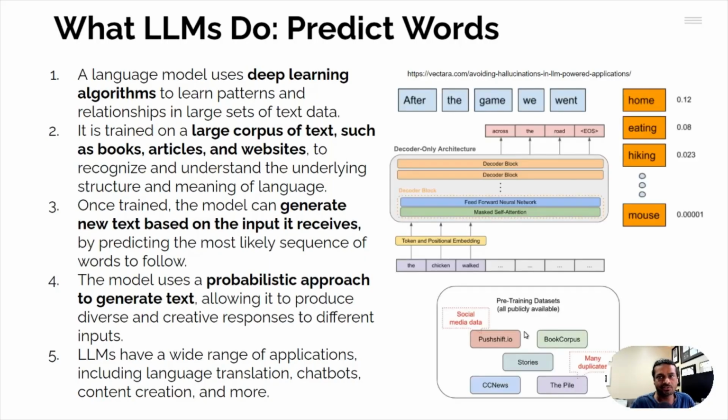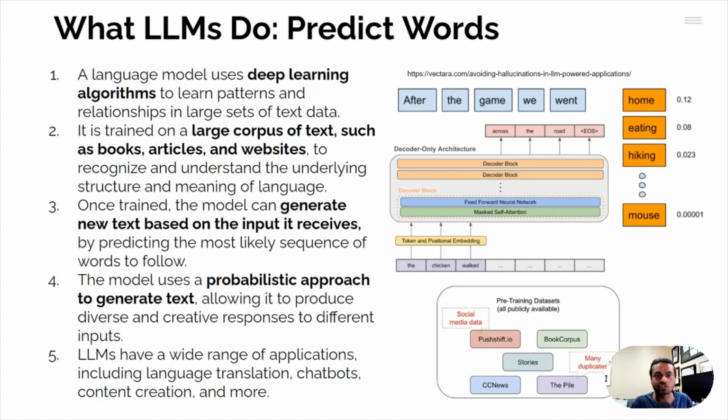LLMs predict words. They're trained on a huge corpus of data, and they generate new text as a completion. So when you're giving it words, it's finding the next probable word. And the reason it's so good is through billions and billions of neurons in a neural network using an architecture called a transformers architecture.